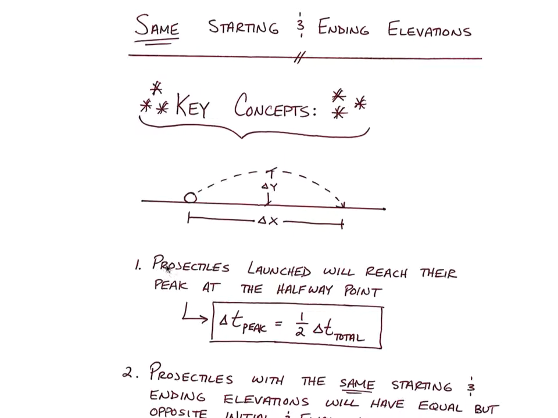The first one being that projectiles launched with the same starting and ending elevations will reach their peak at the halfway point. And it kind of makes sense when you think about it. Once this is launched, gravity starts to slow it down, at least in the vertical direction. So as it loses its speed, it takes about half the time to reach its peak. And then the other half of the time, gravity is still pulling it, so now it begins to travel in the other direction. So to put that in more mathematical terms, the time it takes for the object to reach its peak height will always be 1/2 of the total time.